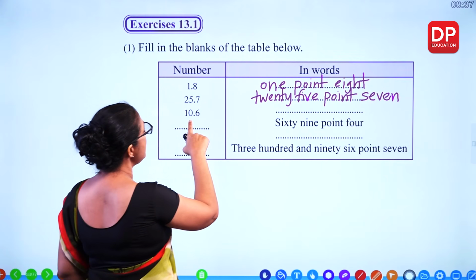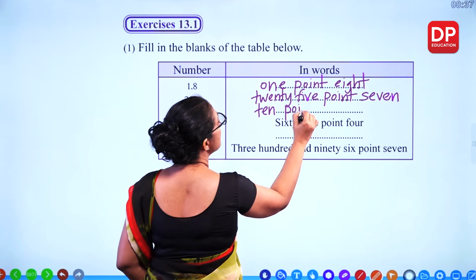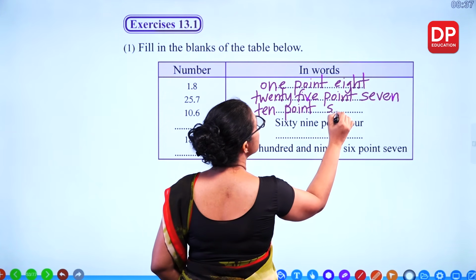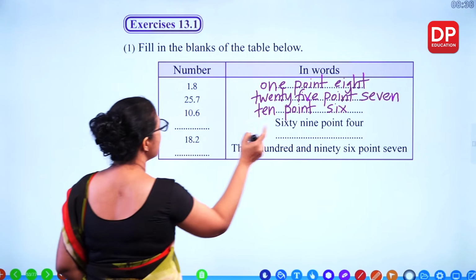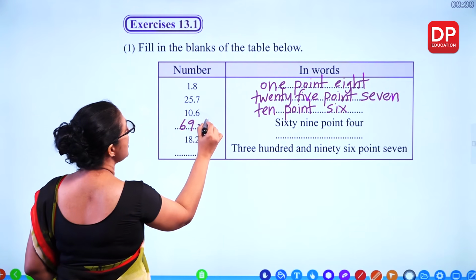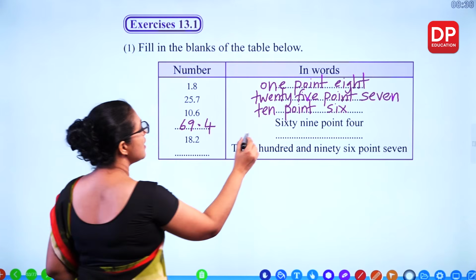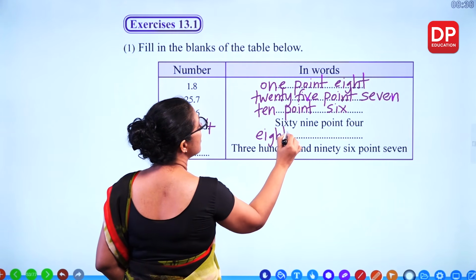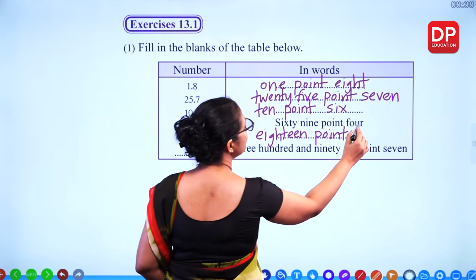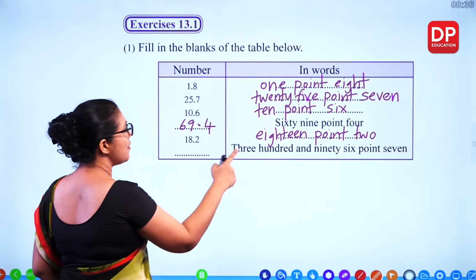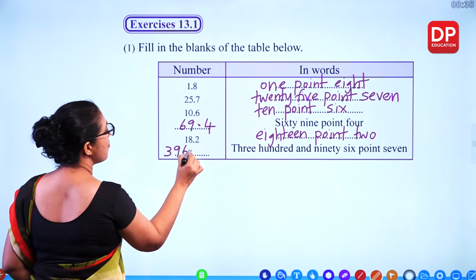This one, 10.6. What about this number? 69.4. Now read this number. 18.0.2. Now write this number 396.7.